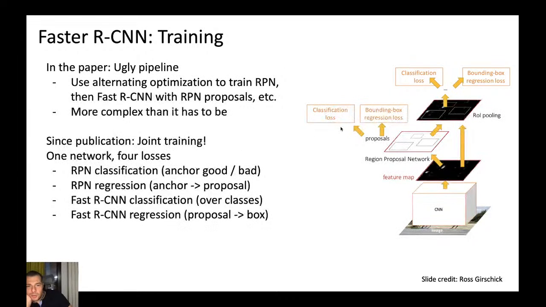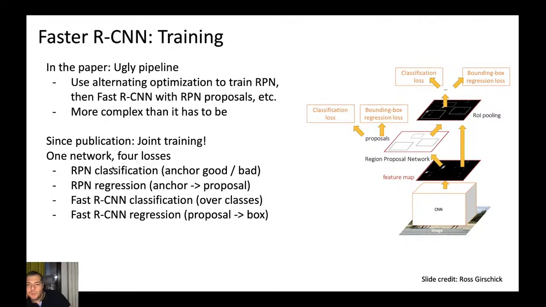And yeah, this is how they obtain the region proposals. In the original paper, when they introduced Faster RCNN, they used alternating optimization, so they trained the CNN and the region proposal network independently. But since the publication, the framework is now trained in an end-to-end fashion, so there is only one network that is optimized using 4 joint losses.